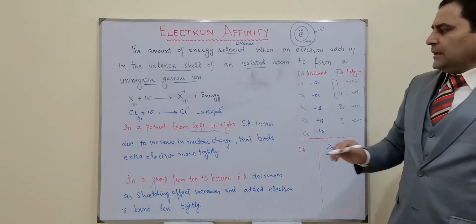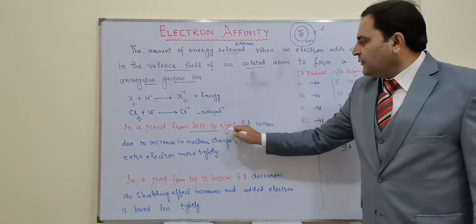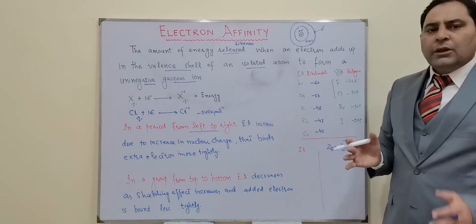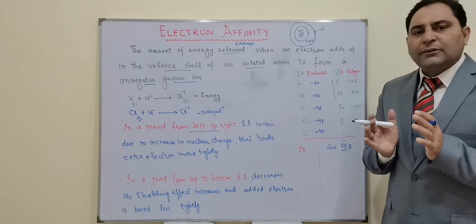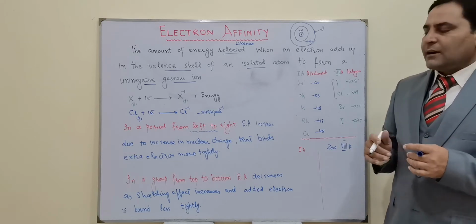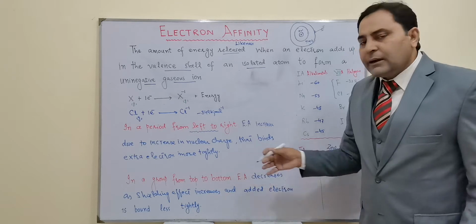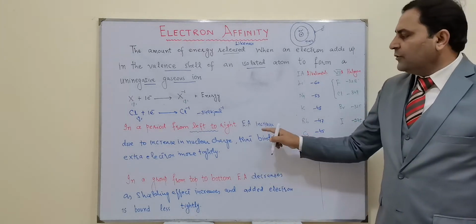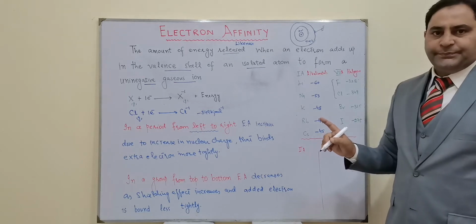What are the trends? In a period from left to right, electron affinity increases. Why is it so? Because the size of the atom decreases and nuclear charge increases. That binds the extra added electron more tightly. That is why more energy is released.